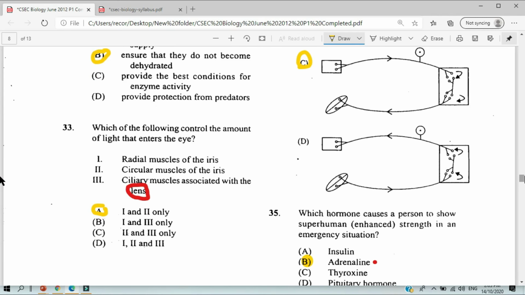Question 33. This one was not so difficult. Which of the following controls the amount of light that enters the eye? Now we have the radial muscle in the iris and we have the circular muscle in the iris. So we chose A to be the answer, as the lens has nothing to do with controlling light entering the eye. So our answer for 33 is going to be A.